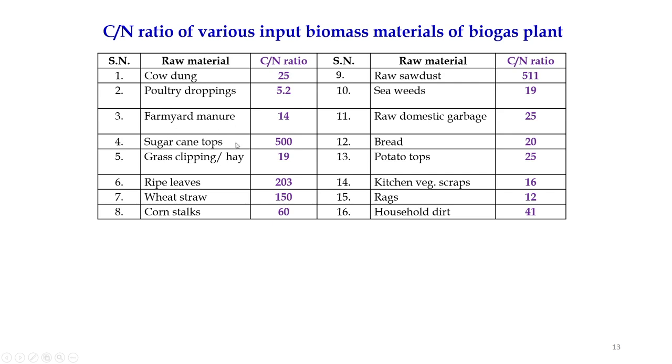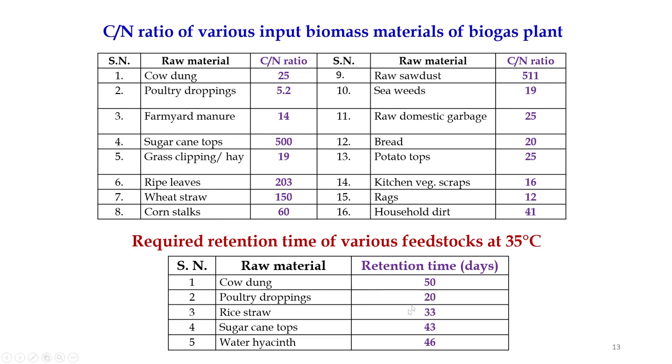Then you can see sugarcane tops, it is 500 C/N ratio. Among different materials, raw sawdust has a C/N ratio of 511. Then seaweed is 19, then raw domestic garbage is 25. So these things can directly be fed into the anaerobic digester. Bread, potato and other raw materials, household dirt is about 41. So we need to decide what combination we should use if we do not have sufficient cow dung to be used as feedstock.